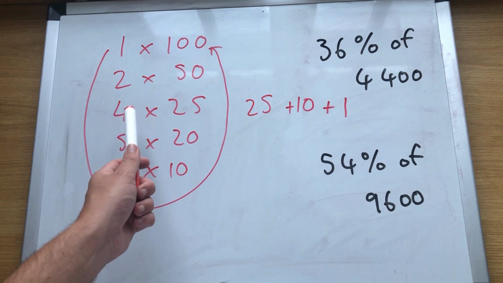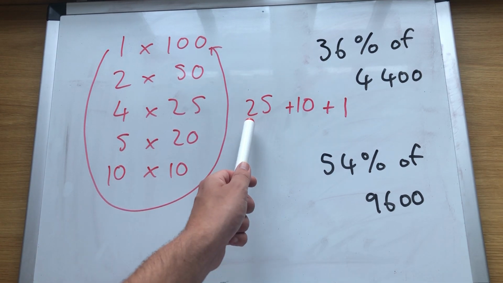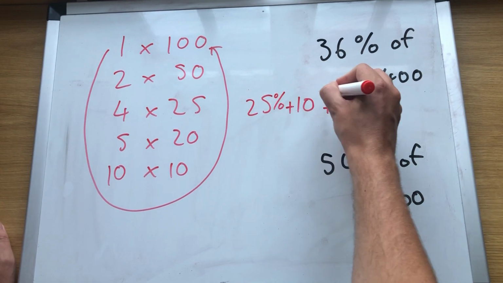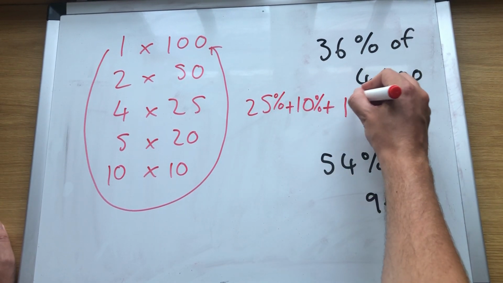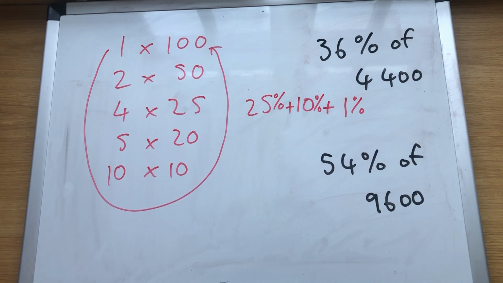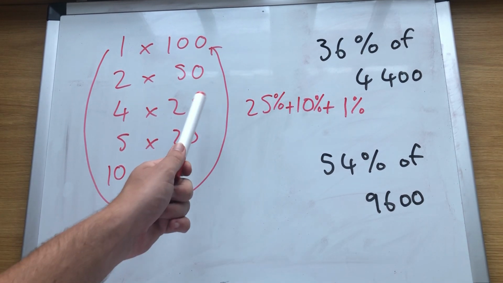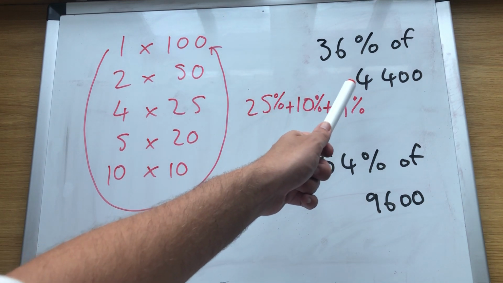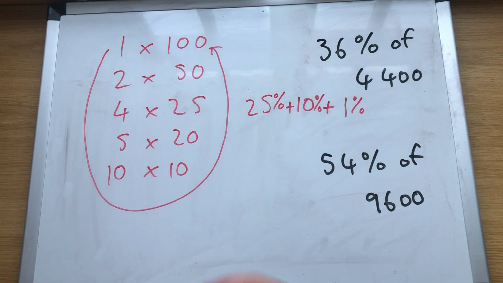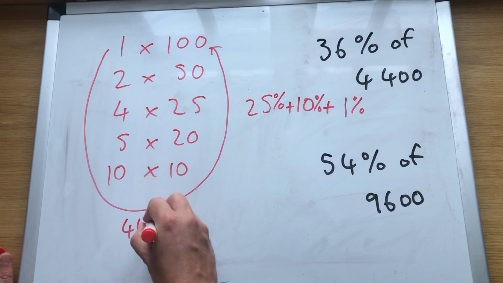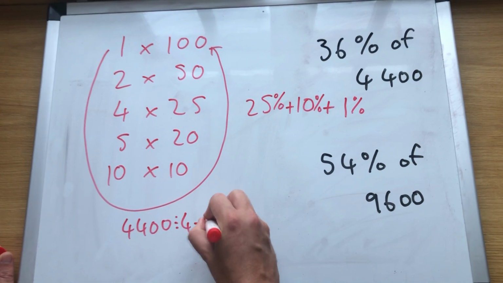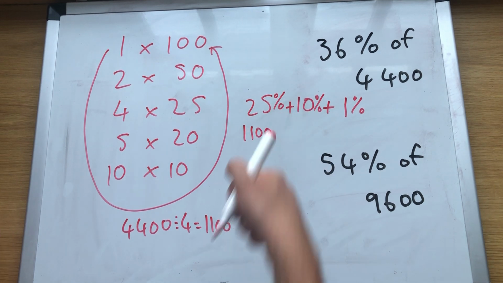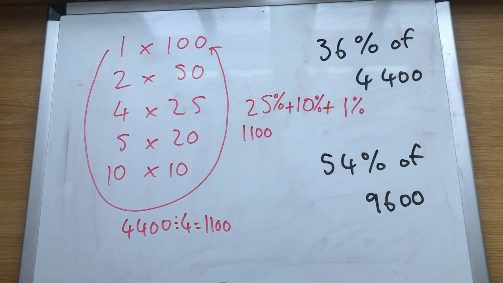So now we use our factor pair. If I've got 25%, 10% and 1%, I can use my factor pair. The factor pair of 25 is 4. So I'll divide all of this by 4. 4,400 divided by 4 is 1,100. So 25% is the same as 1,100.